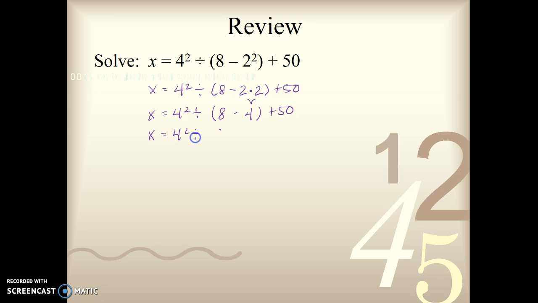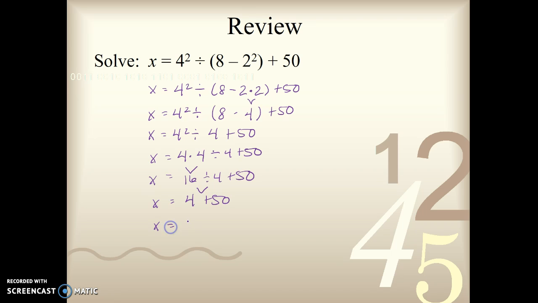And now let's finish solving in the parentheses. So 8 minus 4 is 4. And then we'll finish writing our problem. Now we need to solve these exponents here. We've got 4 squared, so we need to expand that to 4 times 4. Finish writing the problem. And then 4 times 4, of course, is 16. 16 divided by 4 is 4. And that means that x equals 54.